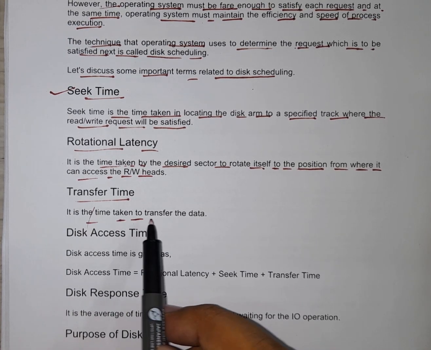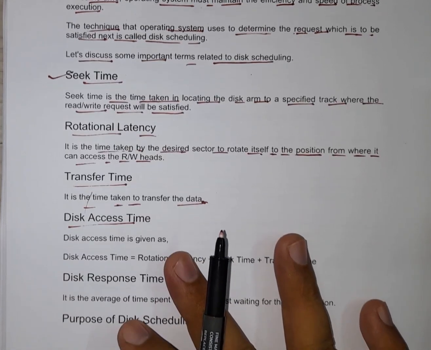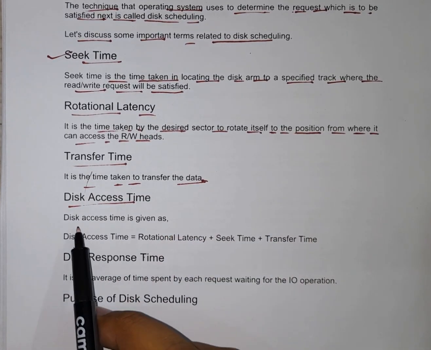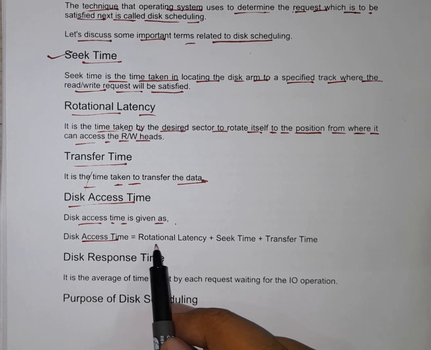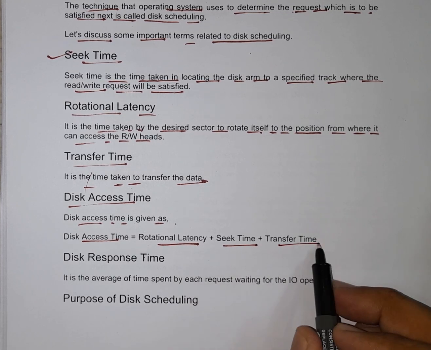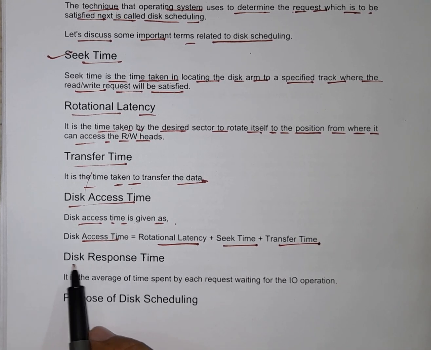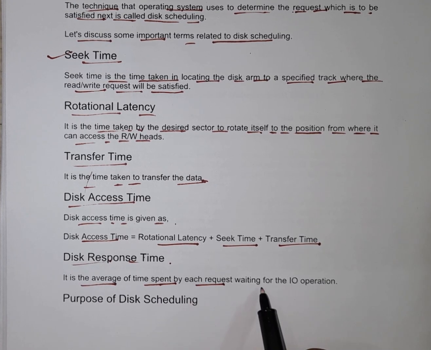Then the transfer time. It is the time taken to transfer the data. Another one is the disk access time. Disk access time क्या होता है? Disk access time is given as disk access time equal to rotational latency plus seek time plus transfer time. Another one is disk response time. It is the average of the time spent by each request waiting for the input output operation.